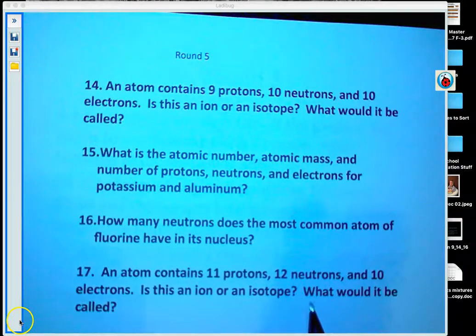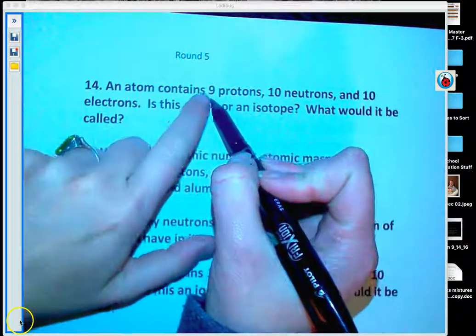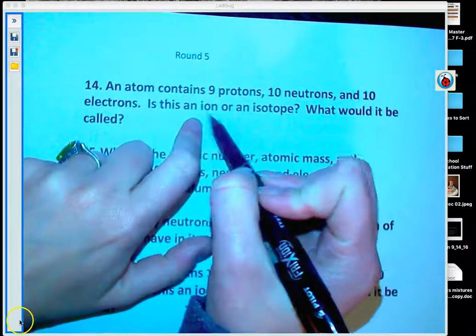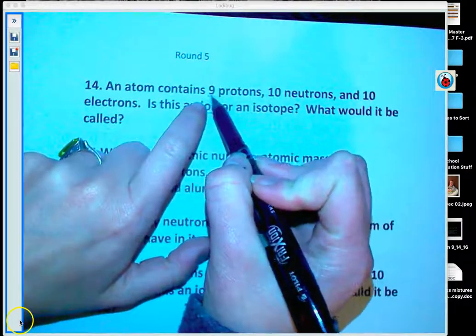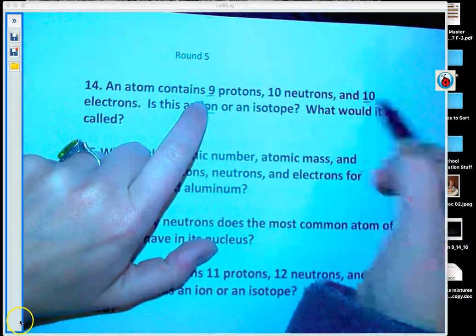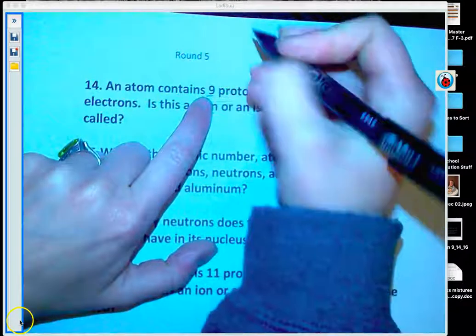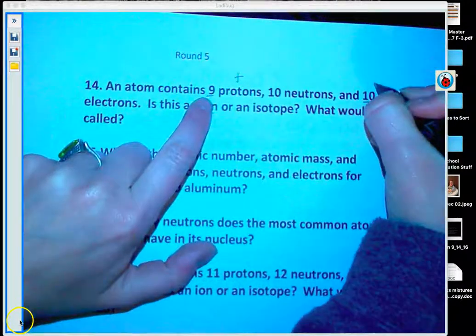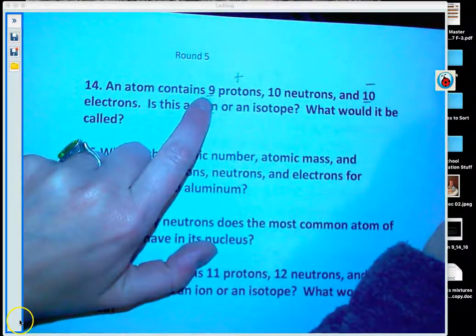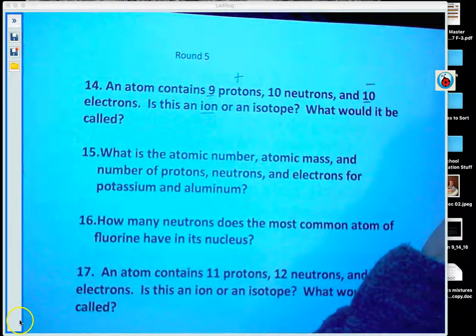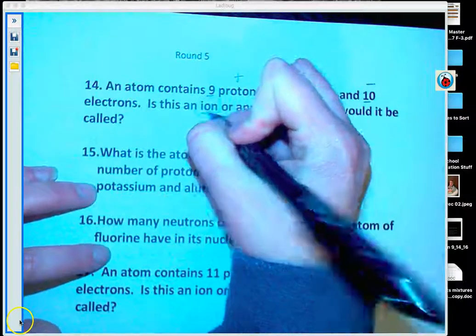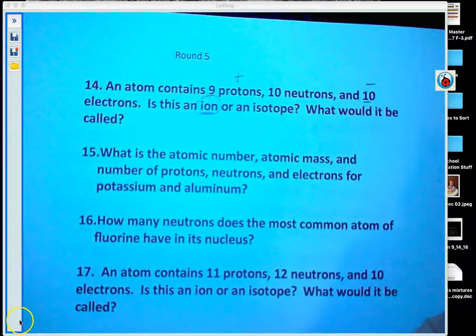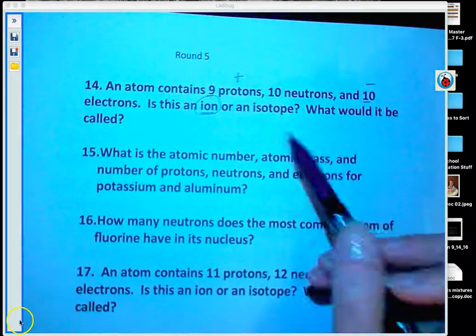So in this case, I know right off the top of my head that this is going to be an ion because it has 9 protons and 10 electrons. Normally, if you have 9 pluses, you have 9 minuses. But in this case, we have an extra minus. So that means it's got a -1 charge. If you have a negative charge, what are you? You're an ion. I have no idea if this is an isotope yet because I haven't looked at the periodic table. It says, what would it be called?